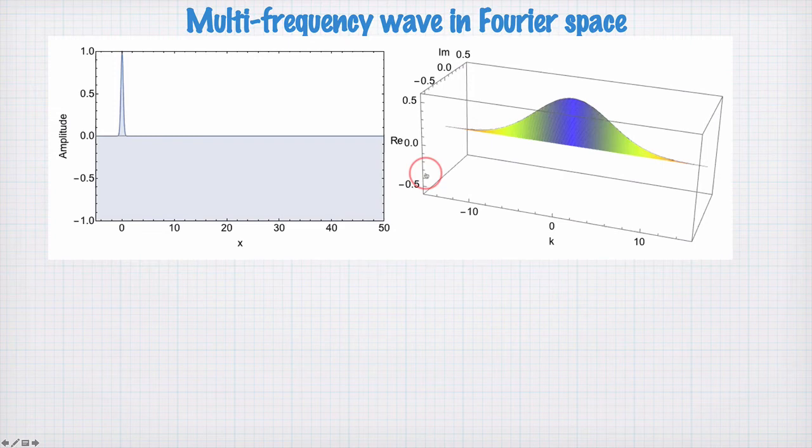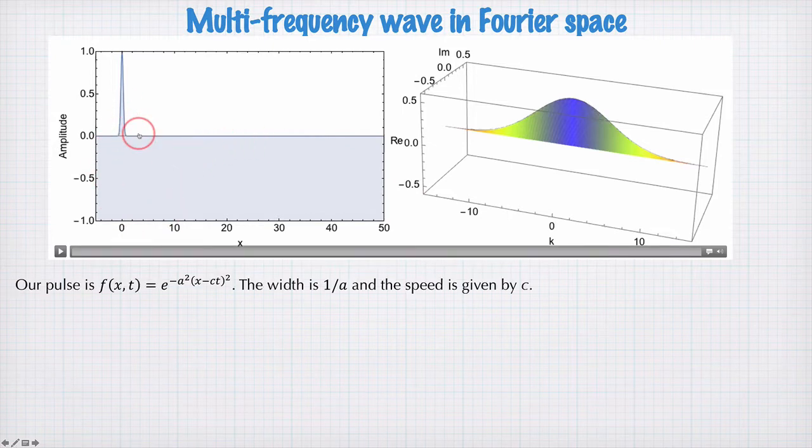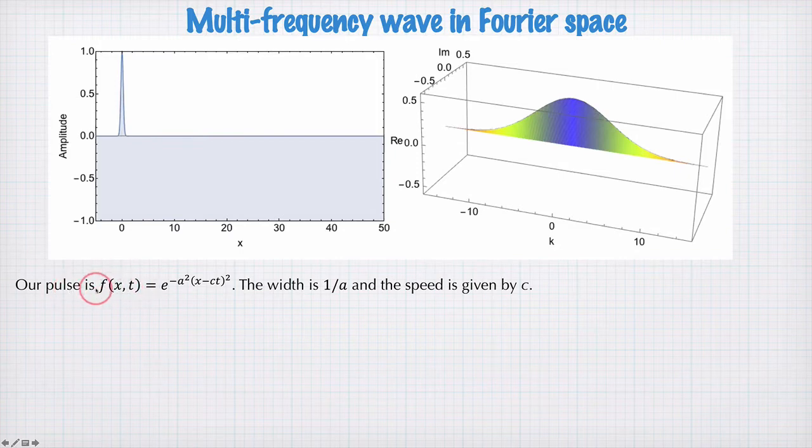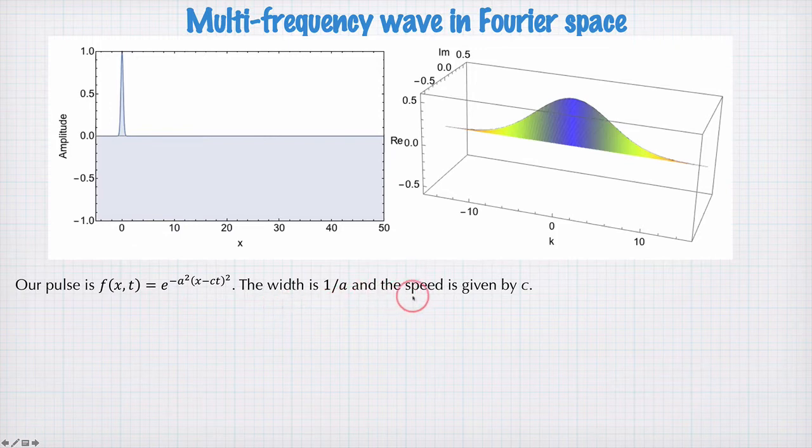Okay, having dealt with a single frequency and a pair of frequencies, we can now tackle an infinity of frequencies. We're going to look at a Gaussian wave. So we're going to write down our Gaussian wave as some function of x and t, and that function is e to the negative a squared (x minus ct) all squared. So a determines the width of our Gaussian, the width is 1 on a, and the speed is given by c, so c up here.